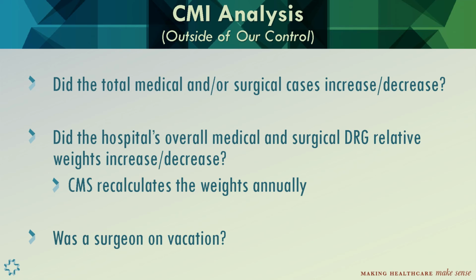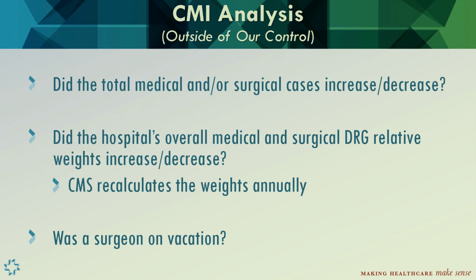Because the weights change annually, it would be a good idea to review the final rule every October 1 so that you will know what DRGs will make you vulnerable. Was a surgeon on vacation? Let's say your surgeon takes his vacation the same time every year. Referring to last year's CMI during that time period will assist you to financially prepare for his absence. This would be another example of what is in your control.